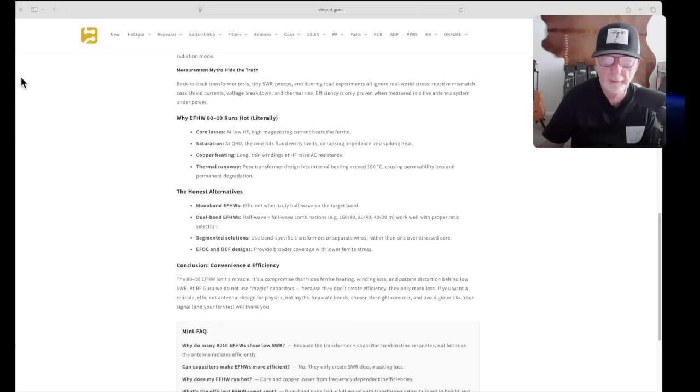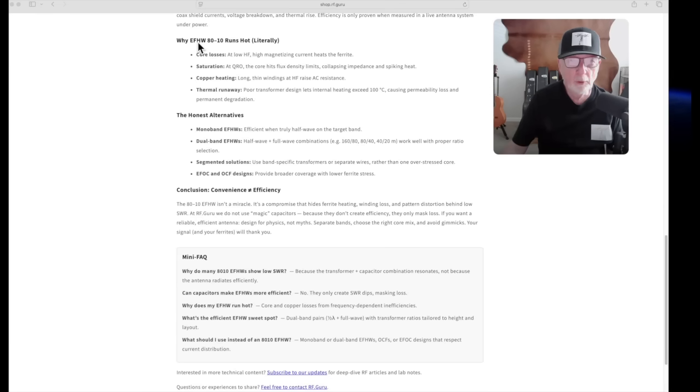Yeah, but I measured my transformer, you know, using a VNA and a dummy load, and it measured great. Okay, measurement hides the truth. Back-to-back transformer tests, SWR sweeps, and dummy load experiments all ignore real-world stress, reactive mismatch, coax shield currents, voltage breakdown, and thermal rise. Efficiency is only proven when measured in a live antenna system under power.